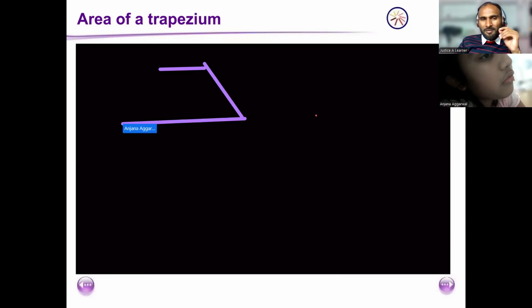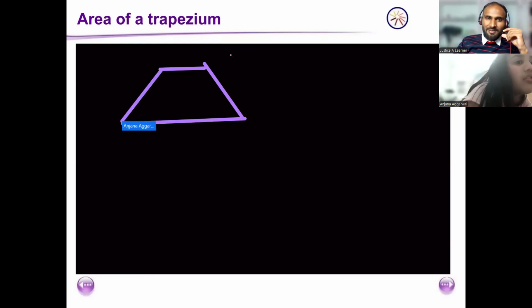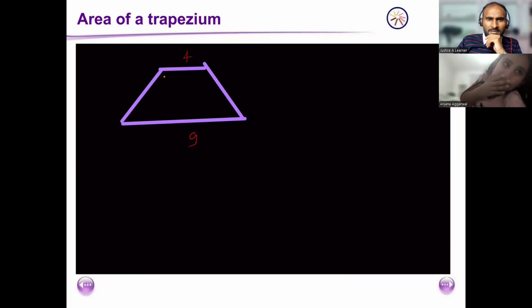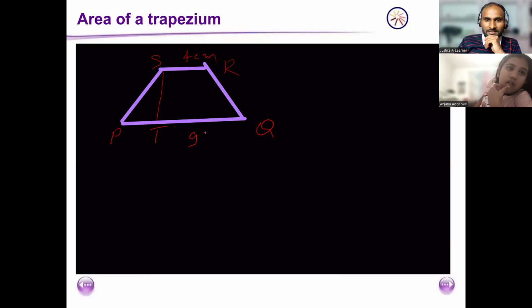Just do it normally, no problem. We need to understand the concept only. Let's say this is 4, this is 9, and this height is given. Let's say this is P, Q, R, S. Can you measure how long I take? I'm just giving it on the basis of a guess. So this is now kind of 5 centimeter.